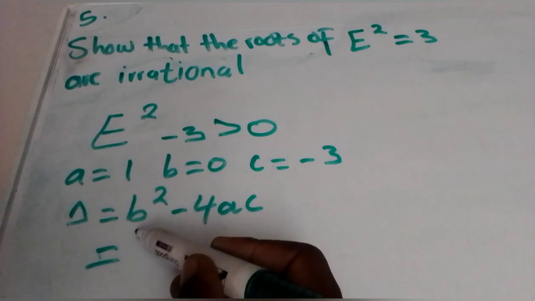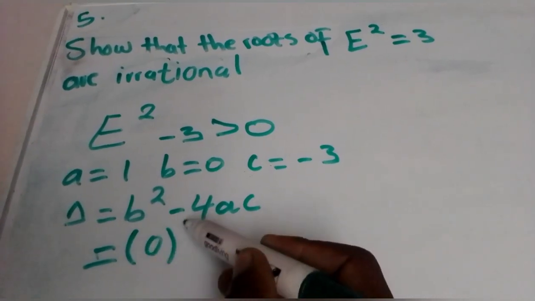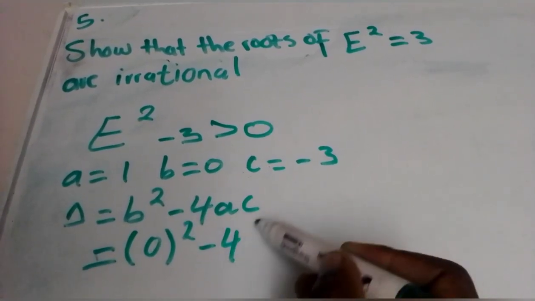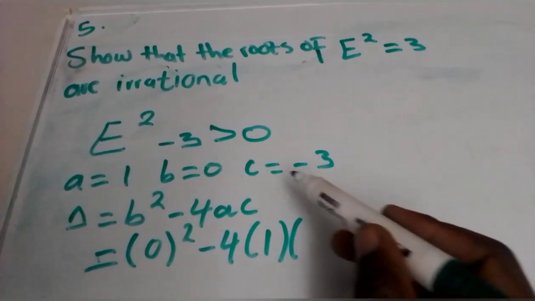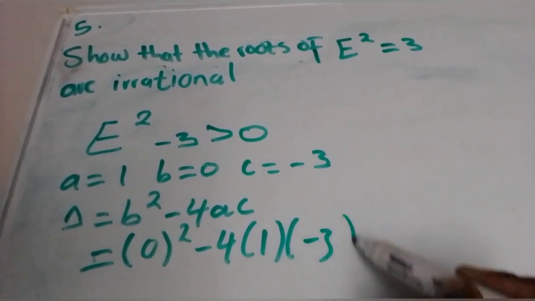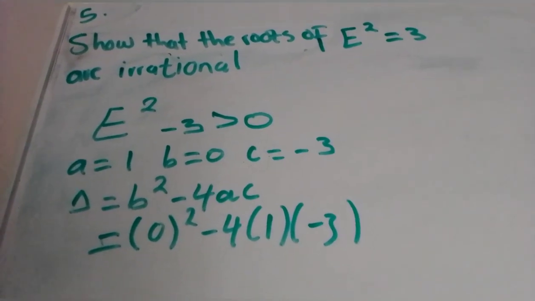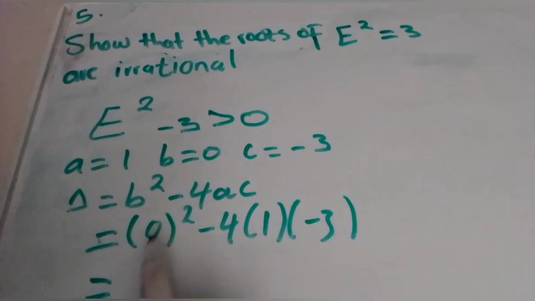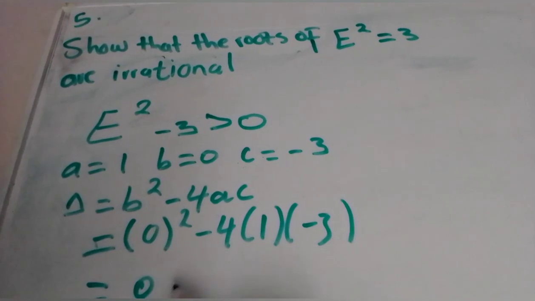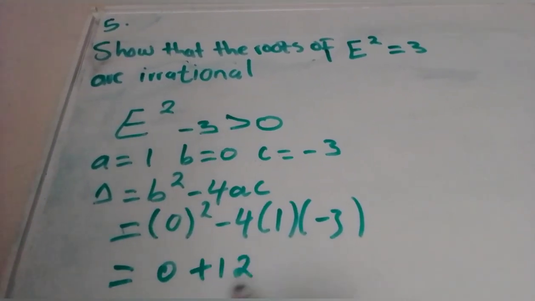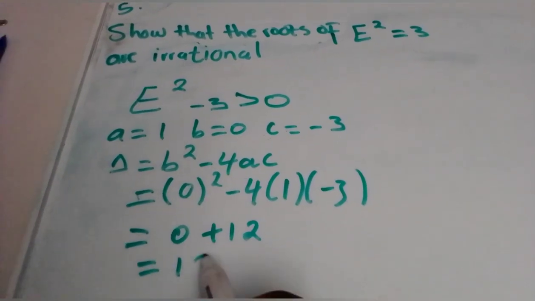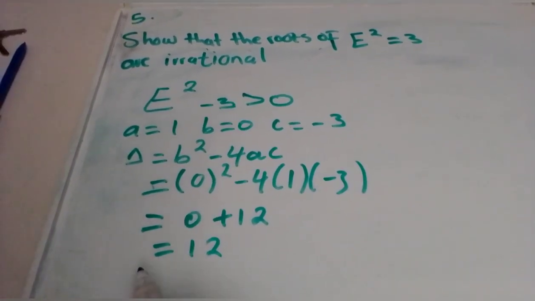So now we need to substitute 0 squared minus 4. The value of a is positive 1, and the value of c is negative 3. I hope you are following. So just use your calculator. 0 positive 12 plus 12. Now the answer will be positive 12, not 120.